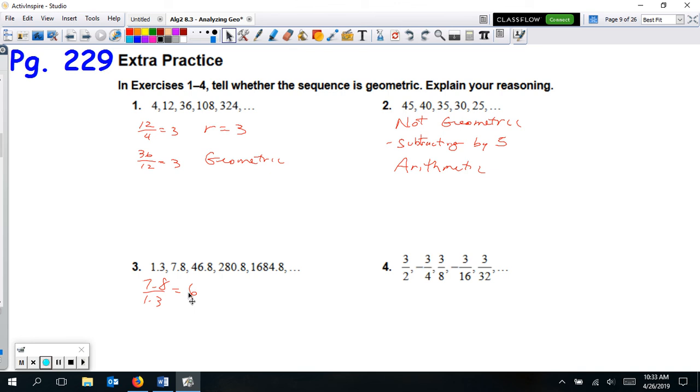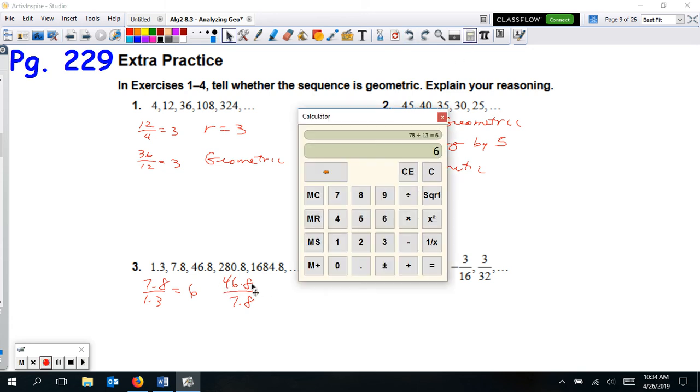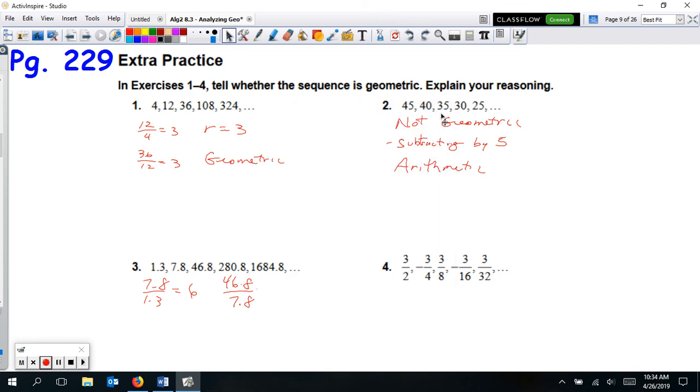And we're going to get the same thing as if we do the third one over the second one. So if I do the 46.8 over the 7.8, again, we could divide this 468 over 78, or I can just put the decimal in there, it doesn't matter. So I'll put just 468 divided by 78. Is that 6 as well? Yes, it is. It's 6. So it continues to be the same thing. We could do the same thing with each one here, and it will continue to be 6. I'll let you know that. But yes, this has got a common ratio, so since it does have that common ratio, then we know it's geometric. We are multiplying by 6 every time.